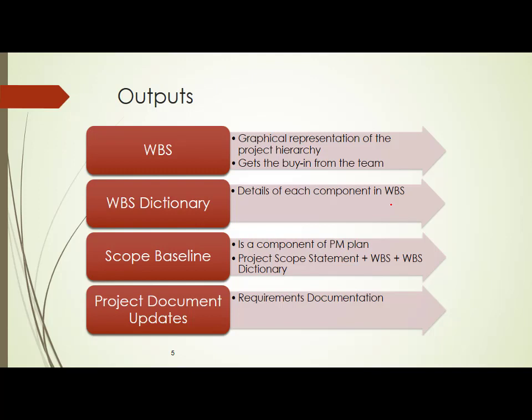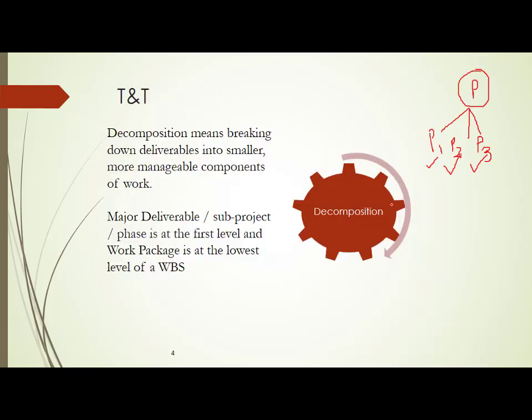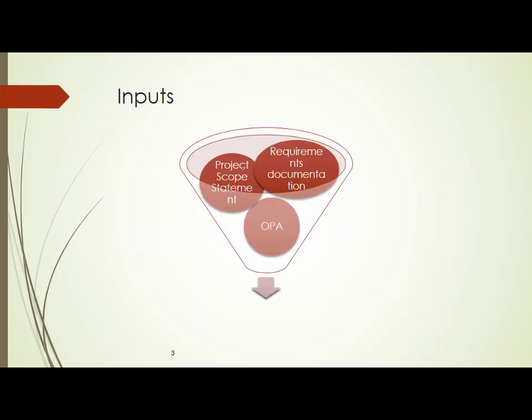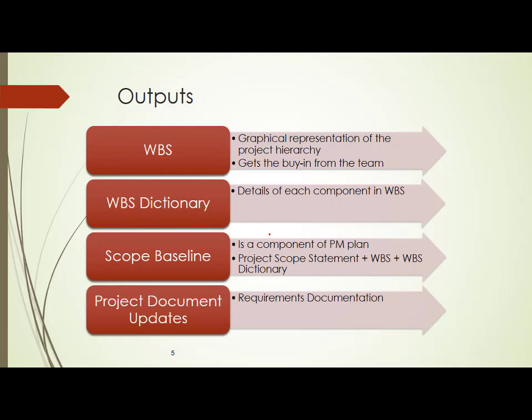And there are project document updates, because when you are doing a work breakdown structure, you may sometimes have to update the requirements documentation. So we also have project document updates. So all these are the outputs of your WBS. So what are the inputs? The inputs are the project scope statement, requirements documentation and the organizational process assets, and the outputs are going to be the work breakdown structure, dictionary, scope baseline and project document updates.